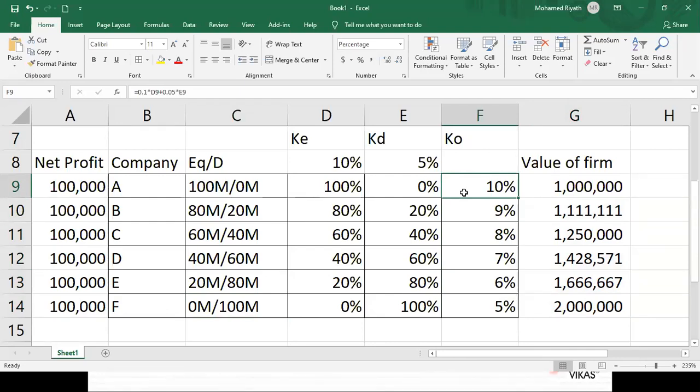Overall cost of capital needs to decrease. Overall cost of capital should be decreased. Then due to that, value of the firm will increase.